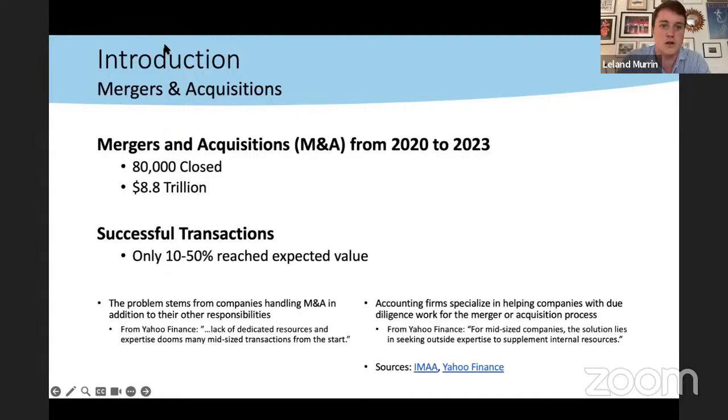So a little introduction on mergers and acquisitions. Some mergers and acquisitions from 2020 to 2023: there were about 80,000 of them that were closed for a total of $8.8 trillion.